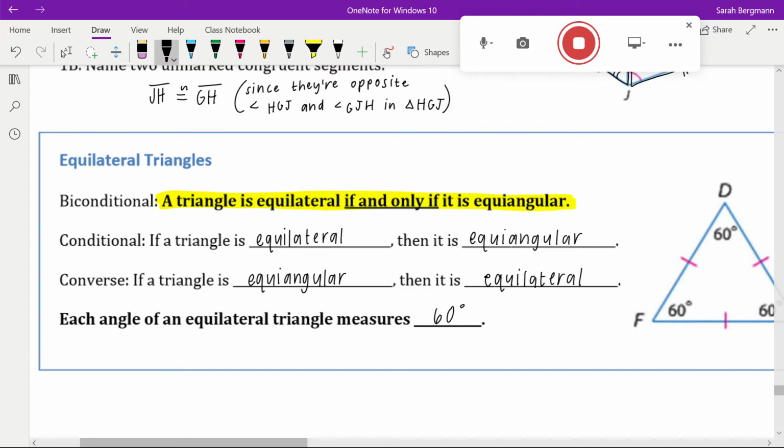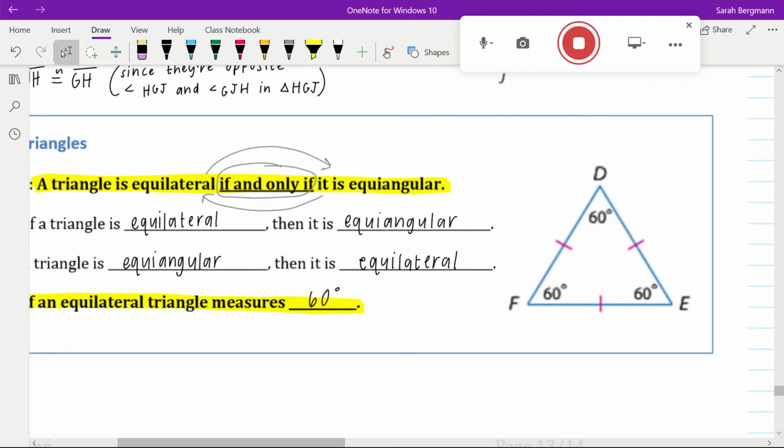So basically, since it has the statement if and only if, it means it goes both ways. If a triangle is equilateral, then it is equiangular. And also, if it is equiangular, then it is equilateral. Another fact that you need to know is that each angle of an equilateral triangle must be equal to 60 degrees. Think about it. The sum of all the angles, angle F, angle D, and angle E, must add up to 180 degrees. The only way that's possible is if each angle measures 60 degrees.